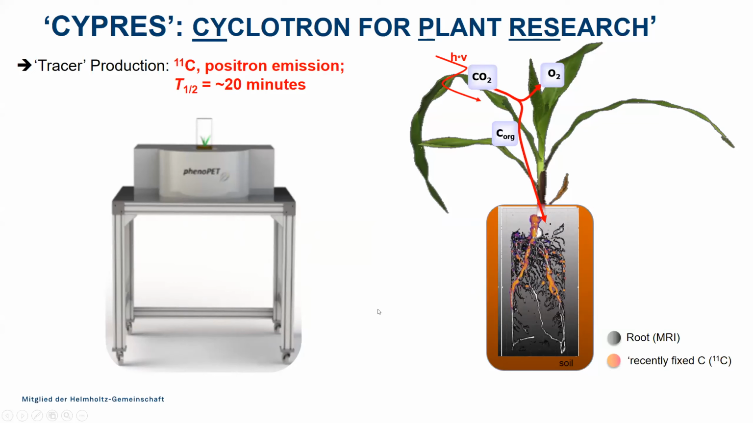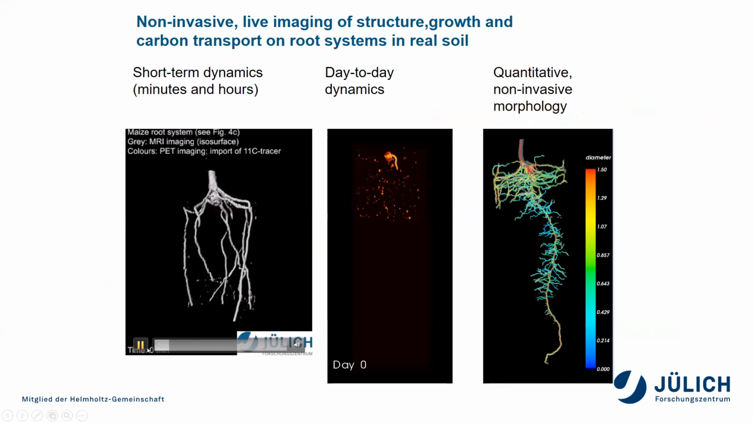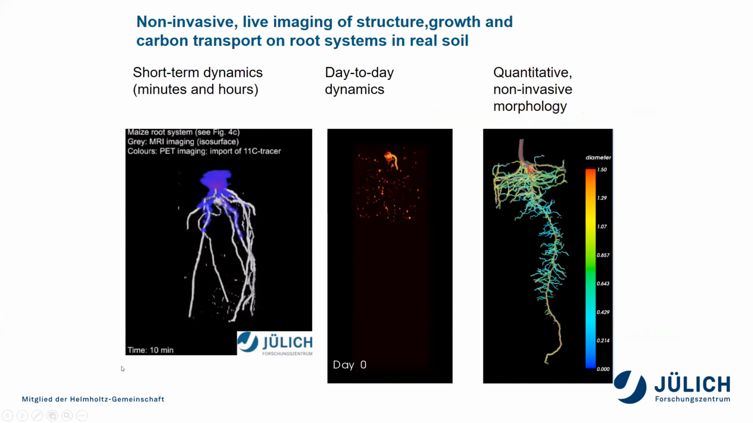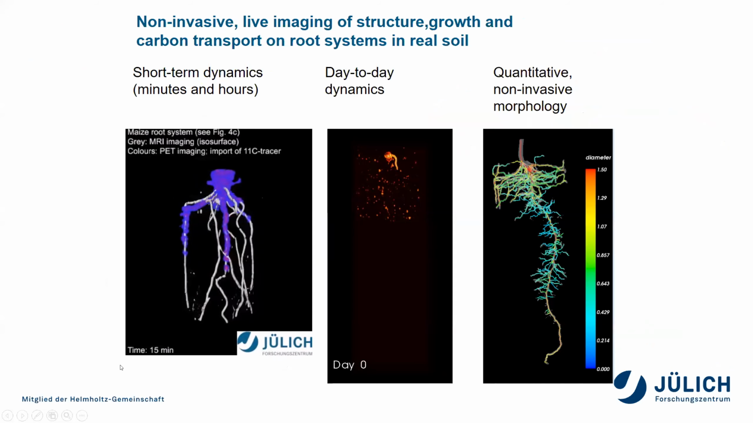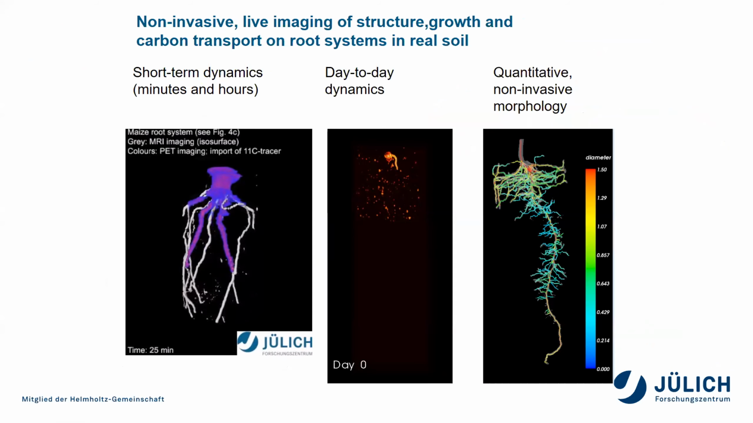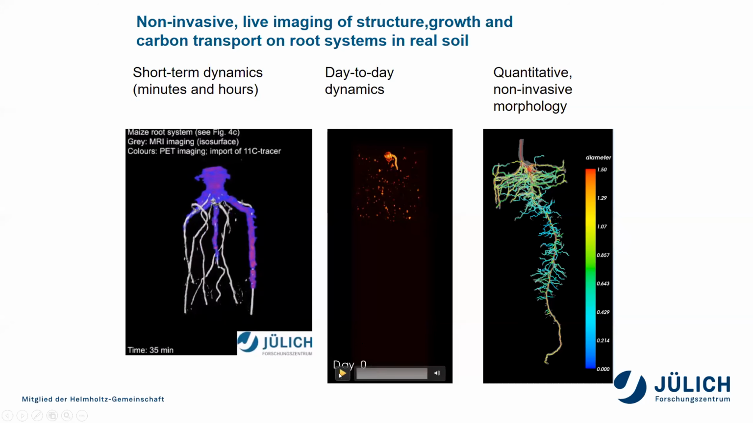We can see where the carbon actually goes inside the structure which we determined before by the MRI. On the left side here, you can see how the system looks. This is maize sitting in soil, and you can see how the carbon flows into the root. You can see that not every root receives carbon, and it's a quite dynamic process to deliver carbon below ground.